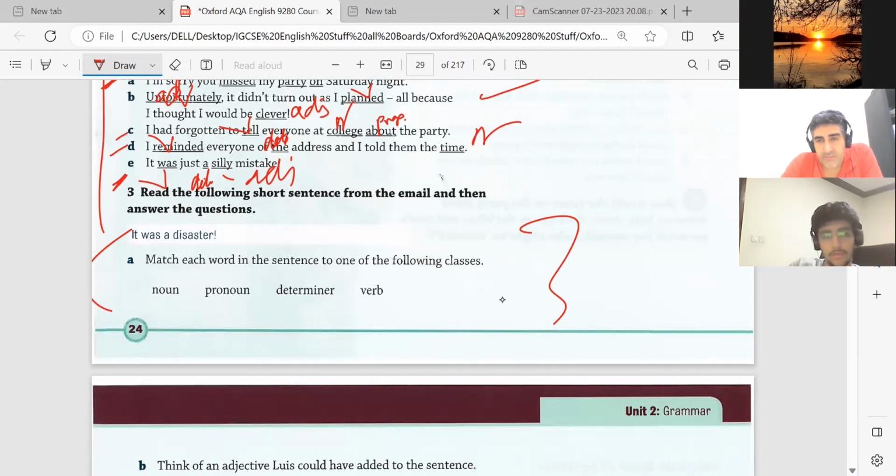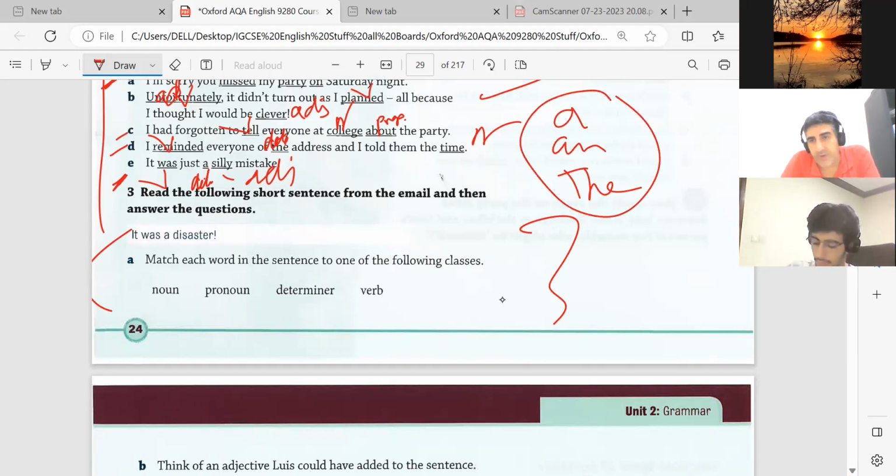Khalid, what's your question? You said that a or an are determiners. Yes, determiners. A and an are word class determiners. In grammar we call them articles, the definite and indefinite articles. But here in word classes we call them determiners. Why? Because we use them before the noun.